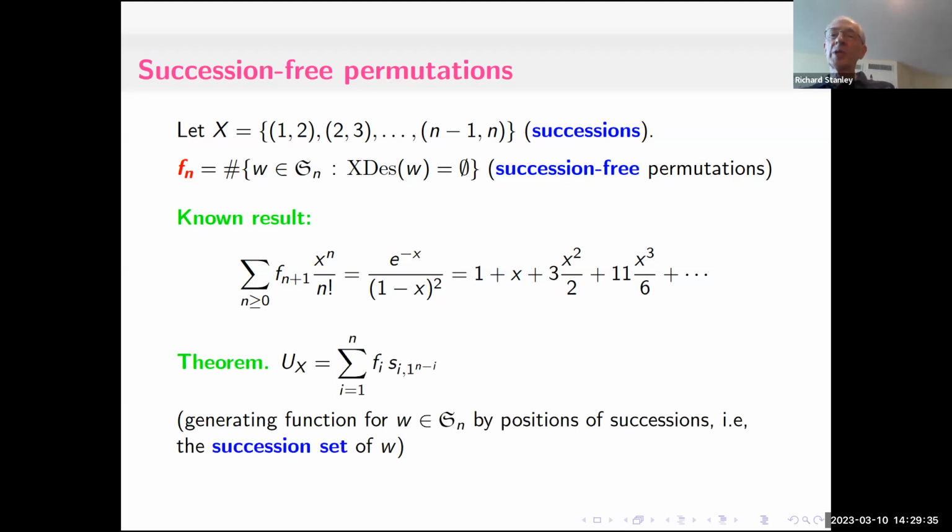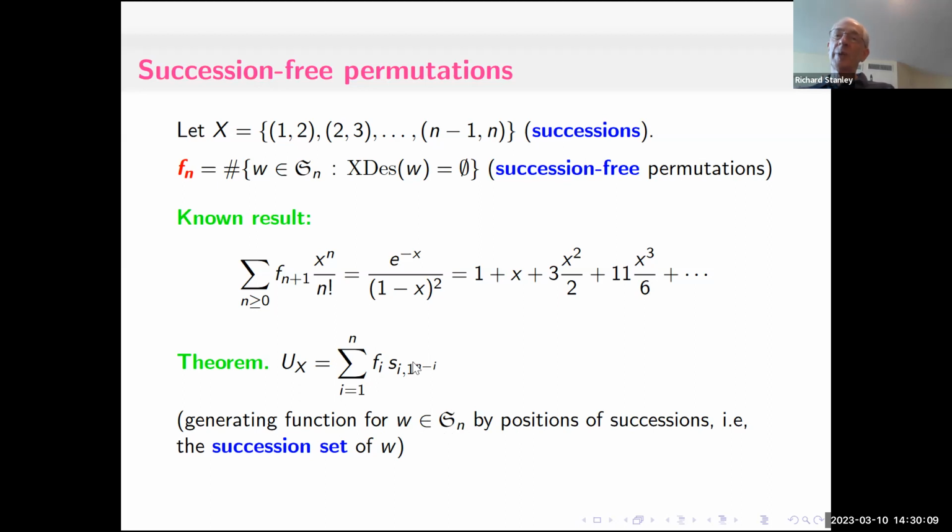So here's my theorem. This is the one time Schur functions come into my talk. Ux is a very simple expansion in terms of Schur functions. These are the so-called hook Schur functions. There's one part greater than 1, at most one part greater than 1, I, and all the other parts equal 1. These are called hook Schur functions. And the coefficient of the hook (I, 1^(n-I)), that is, n minus I parts equal to 1, is just Fi.